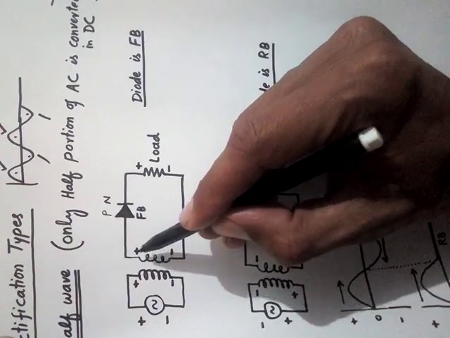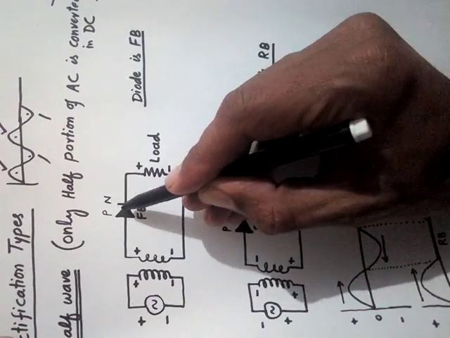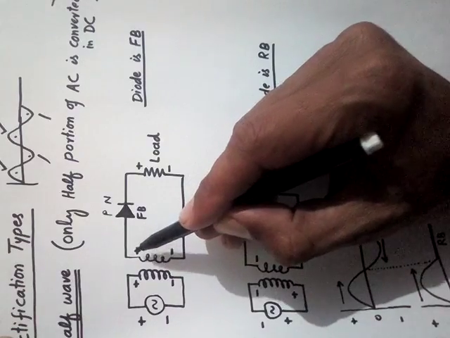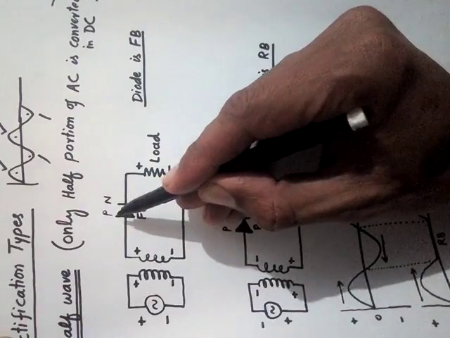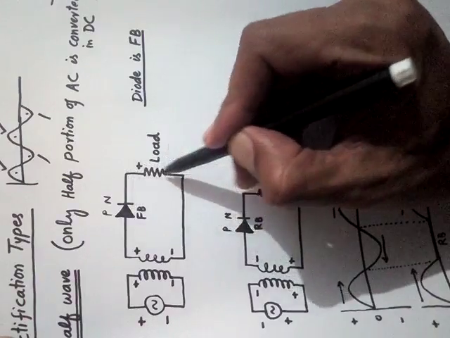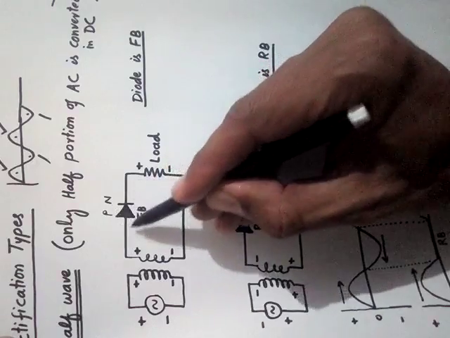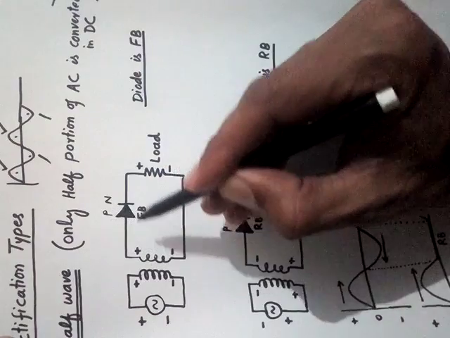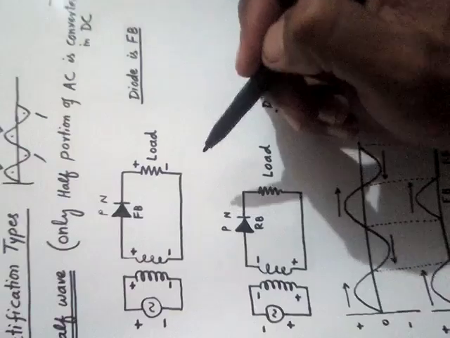Now you can see that in this circuit we connected a diode right here. The P side of the diode is connected with positive. Now take this as positive. This positive is connected with the P terminal of the diode, and N is connected with the negative side. What do you mean? Is this diode forward or reverse? Definitely it is forward, because P is connected with positive and N is connected with negative through this load resistor.